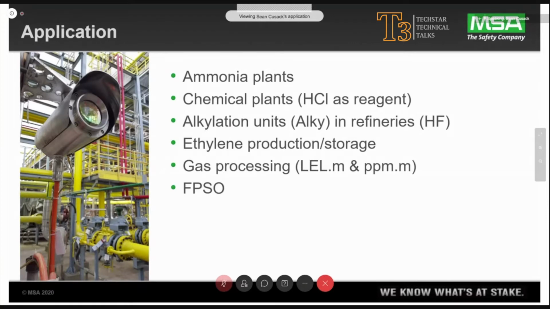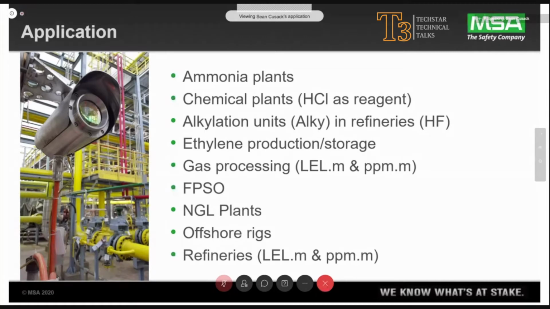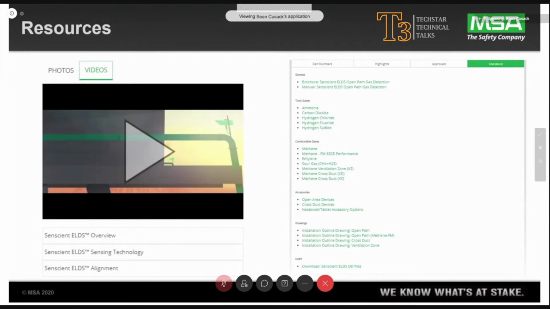FPSOs, so in the Gulf or across the world, North Sea. Natural gas plants, offshore rigs, also refineries. So there's a plethora of other applications that I didn't mention here, but I guess the point is that we don't want to be scared of utilizing this product where we wouldn't normally use it. We can use it in bus barns, storage facilities, etc. So going quicker than I thought.